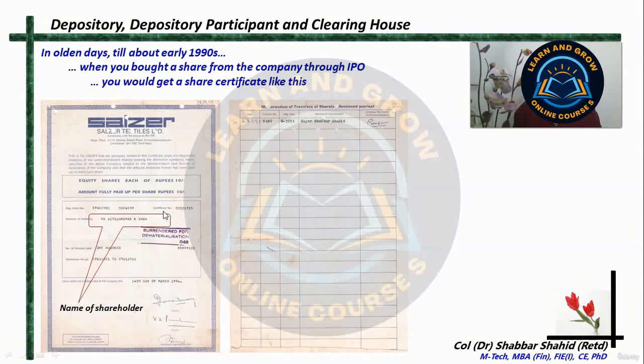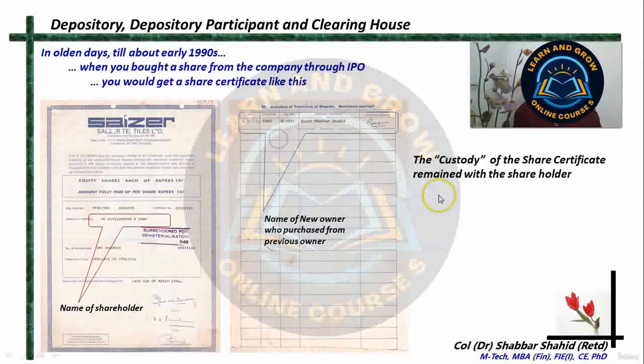Once you sell the shares, the new purchaser has to send this certificate to the transfer agents of the company, who would endorse the name of the new shareholder at the back of the certificate like this, sign it, and then return it to the new owner. That is how the share transactions took place. The new shareholder's name would be endorsed on the reverse of the share certificate, and the custody of the share certificate would remain with the new shareholder.